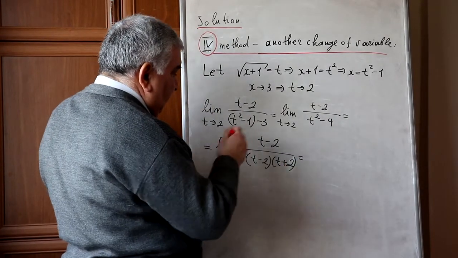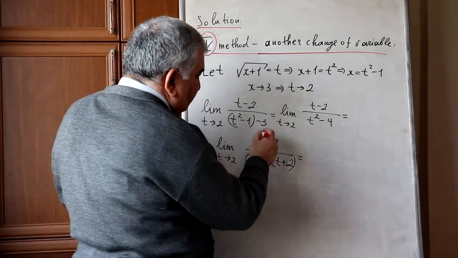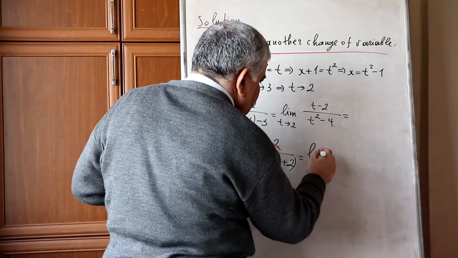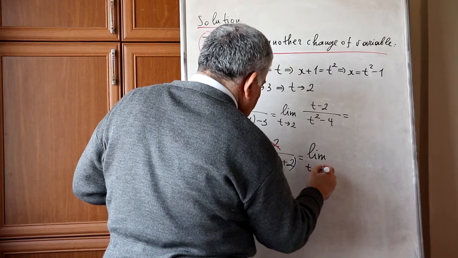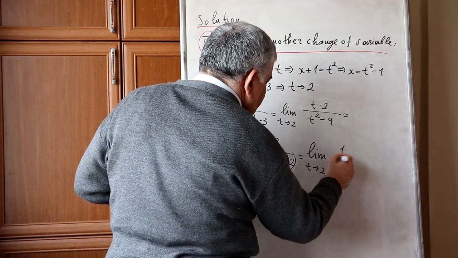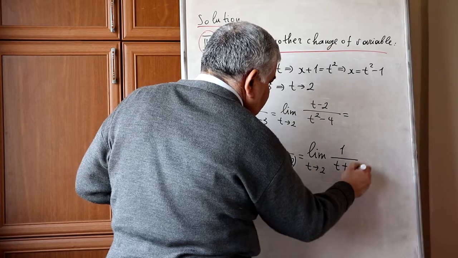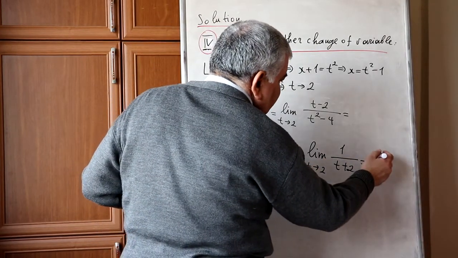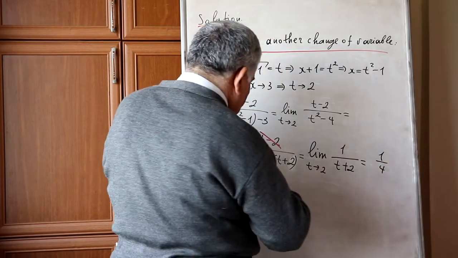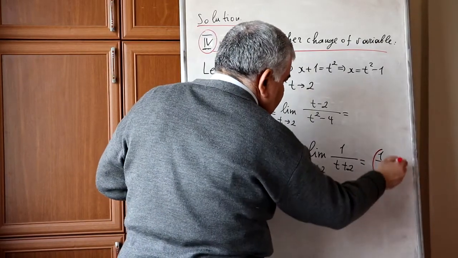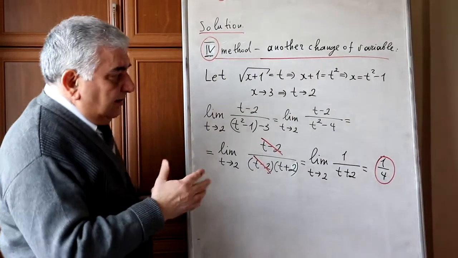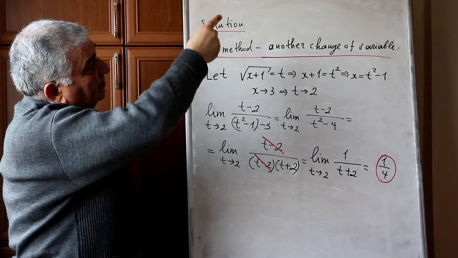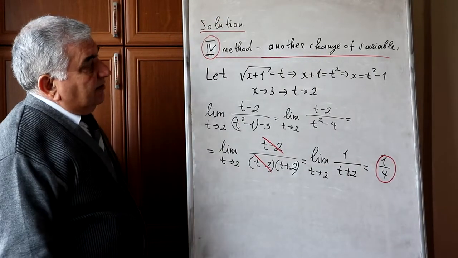Here, numerator and denominator are simplified by t minus 2. Then we have limit when t tends to 2 of 1 over t plus 2, and substitute 2 instead of t, and then we will obtain 1/4. Thus, we considered 4 methods for the calculation of the given limit.